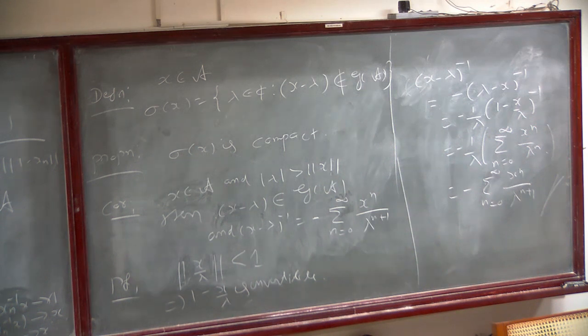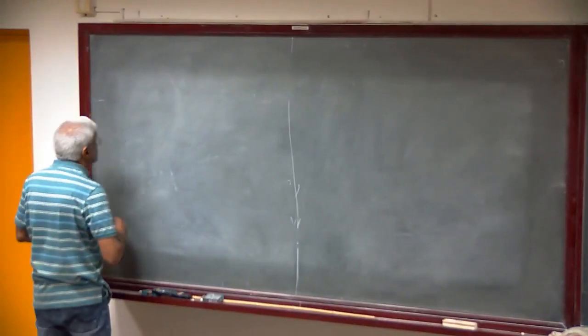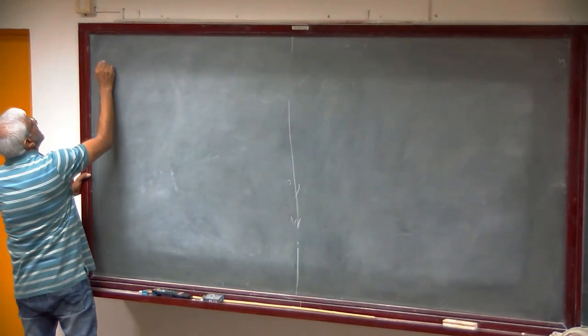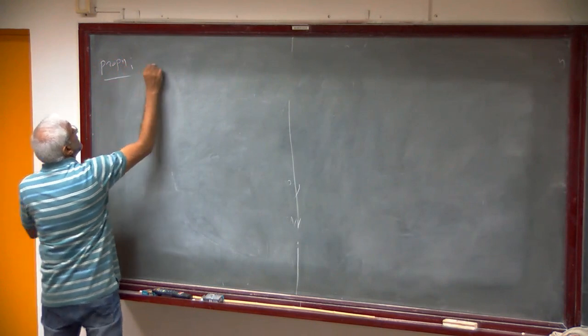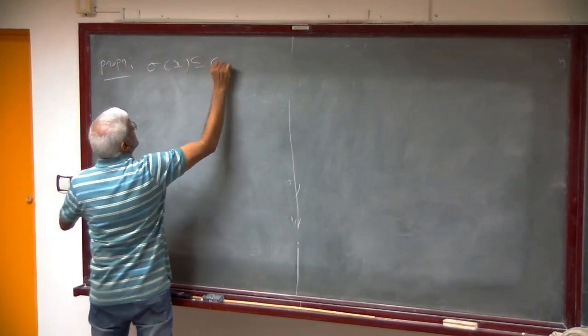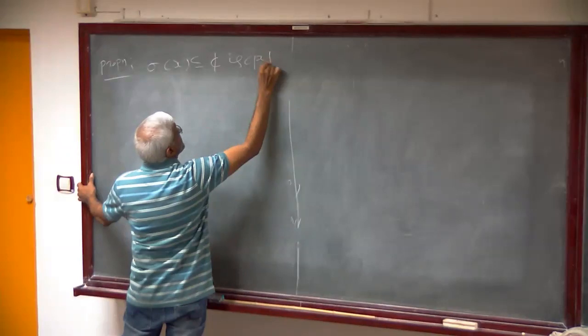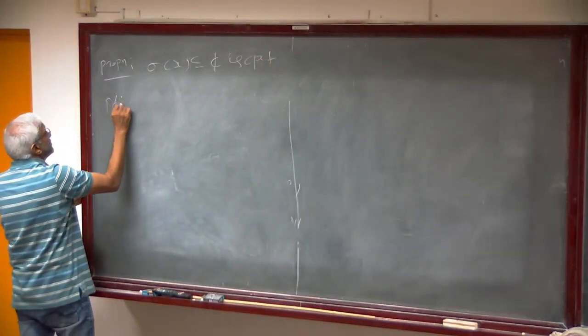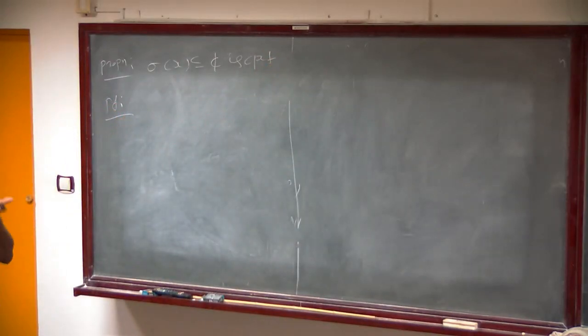Now let's prove the proposition that sigma X is compact. Let me write it again. Proposition: sigma X contained in C is compact. So C is Euclidean space, so we have to prove only it's closed and bounded.